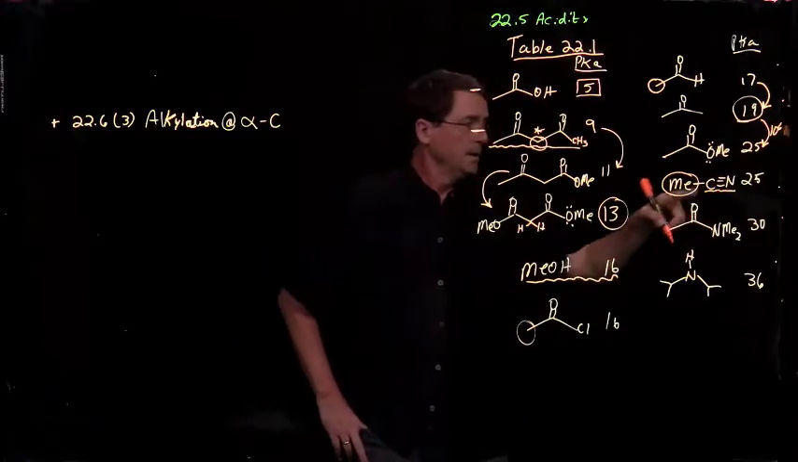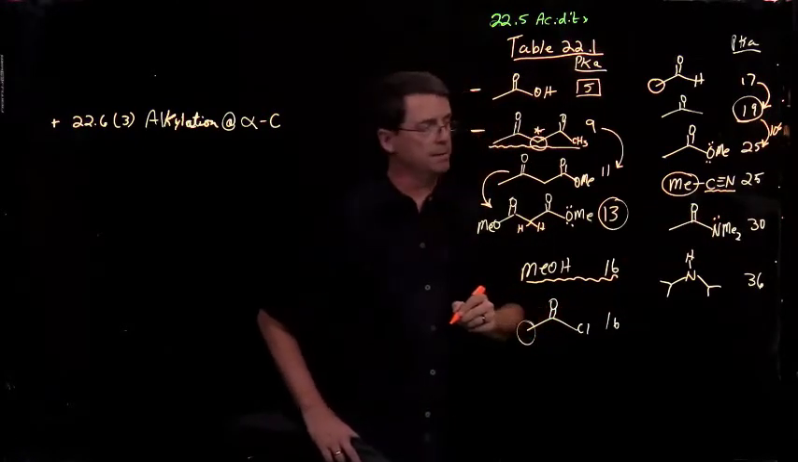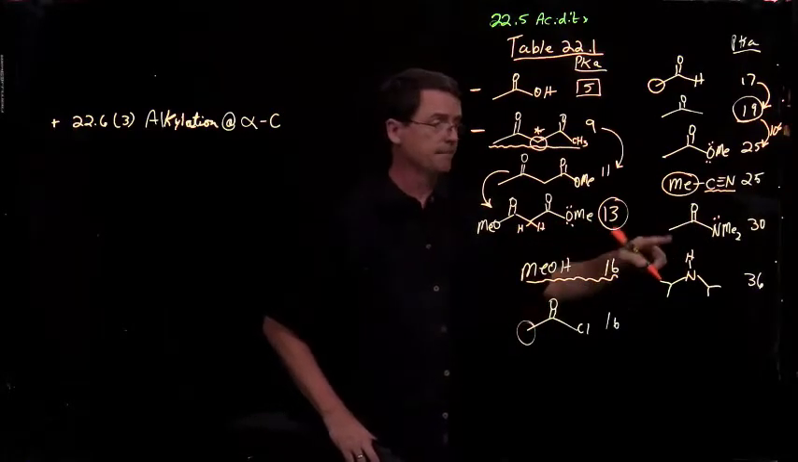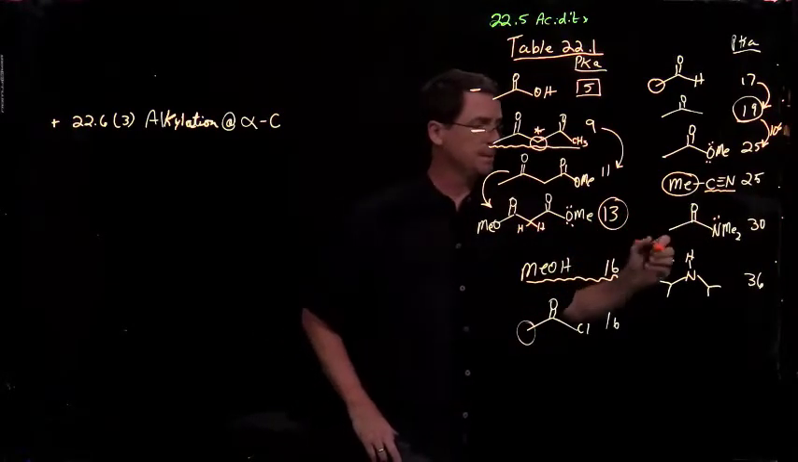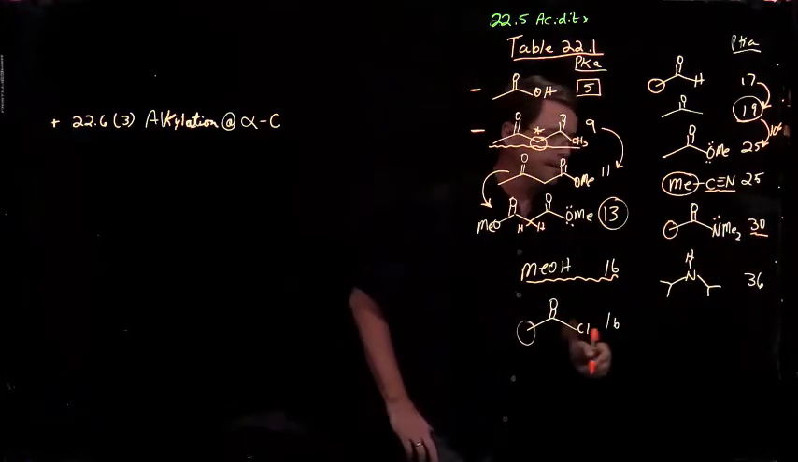Now, then we go to the amide. Amide with the nitrogen. Nitrogen's better at donating those electrons, so it destabilizes the conjugate base, which would be the deprotonated alpha position even more. So that's a pKa of around 30.